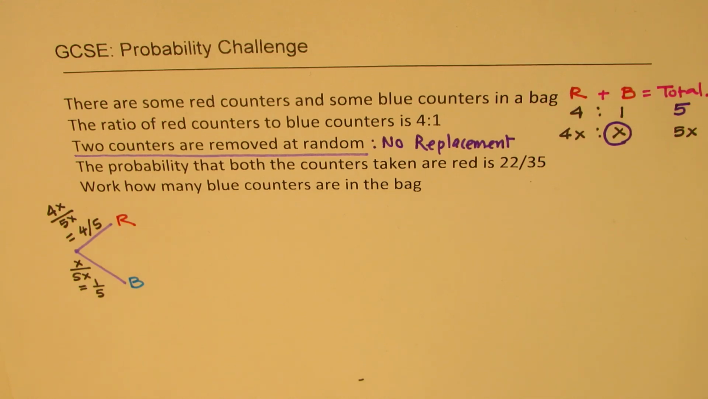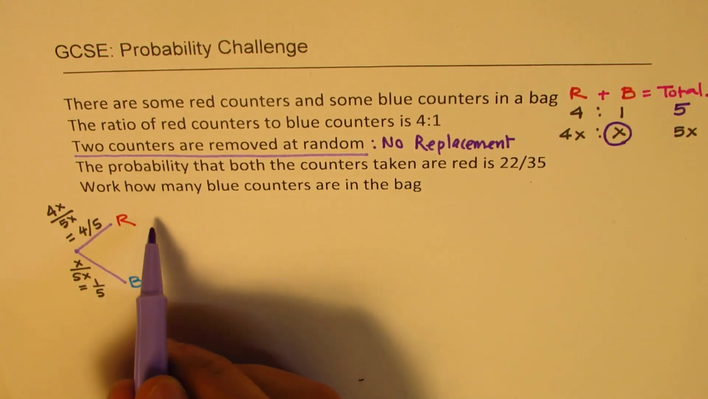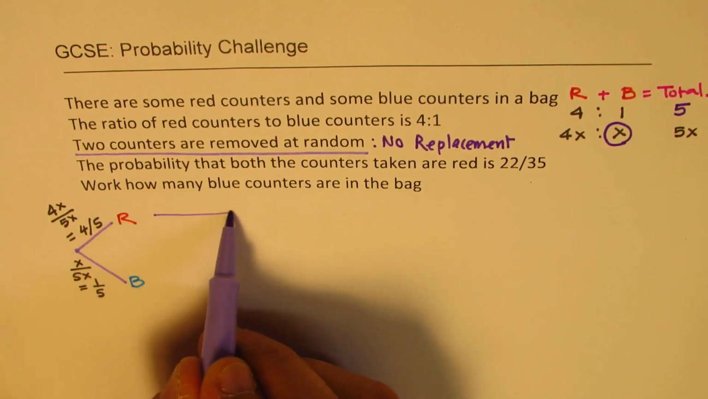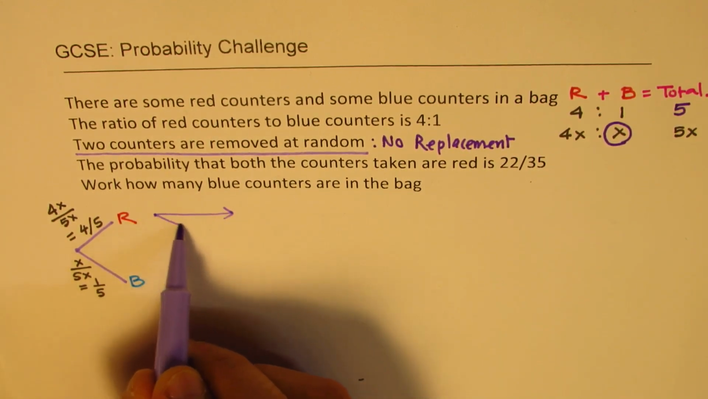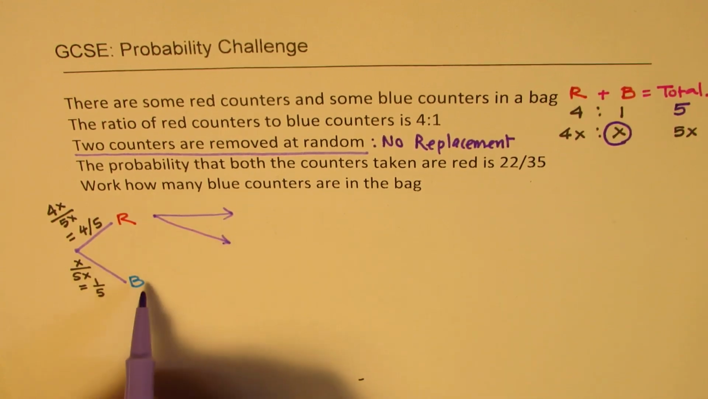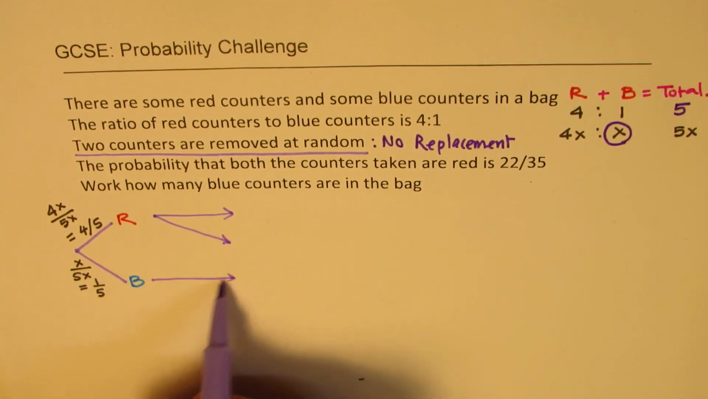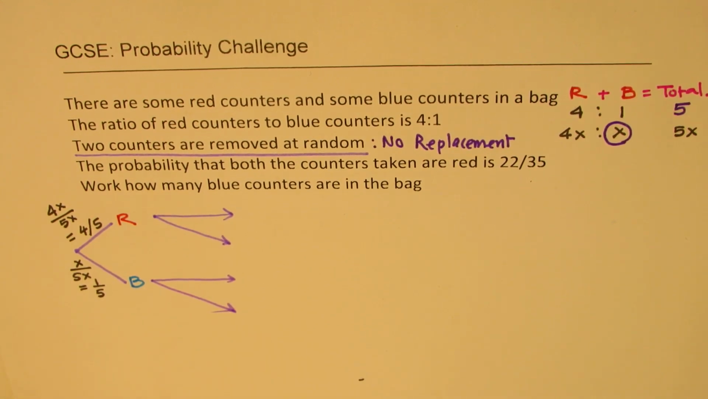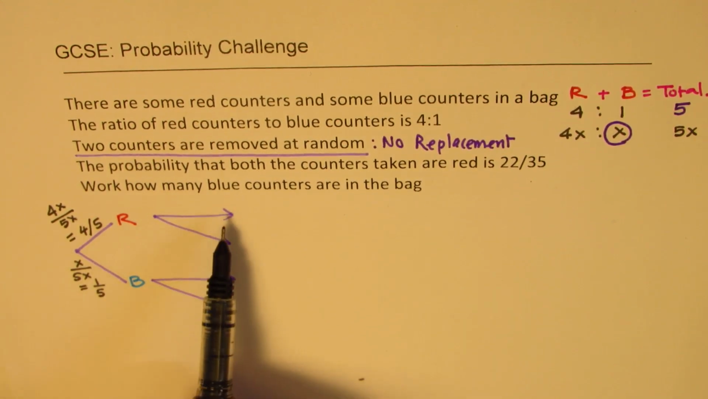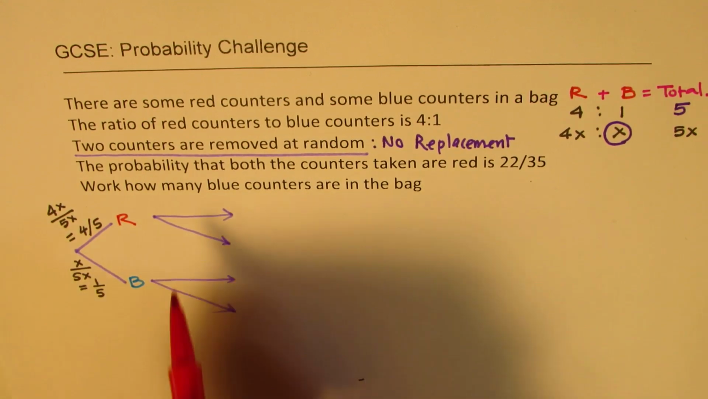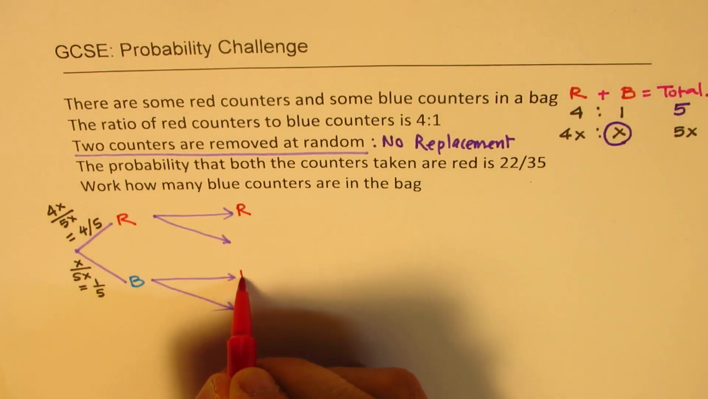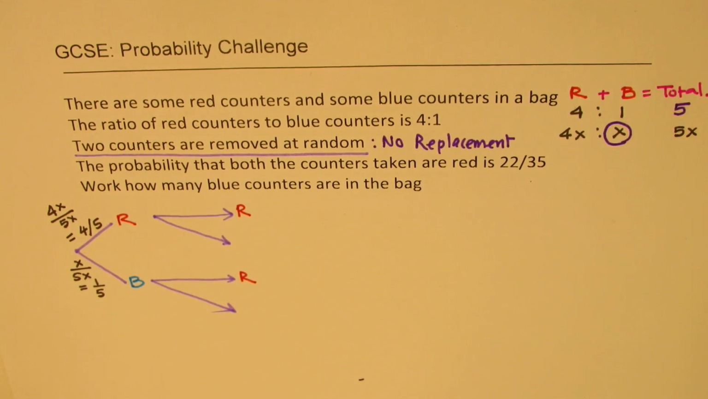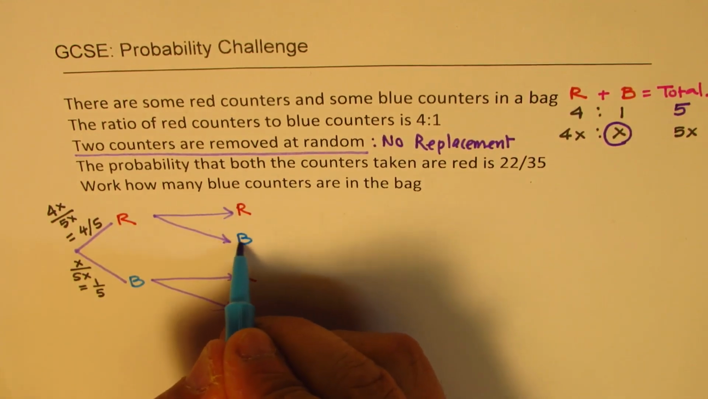Now again, if I am trying to take another counter, there are again 2 possibilities. It could be red or it could be blue. Same is the case with blue. It could be red or it could be blue. Clear? Okay. Now let's look into this probability, whether it is red or blue. What should be the probability of each event for the second time?